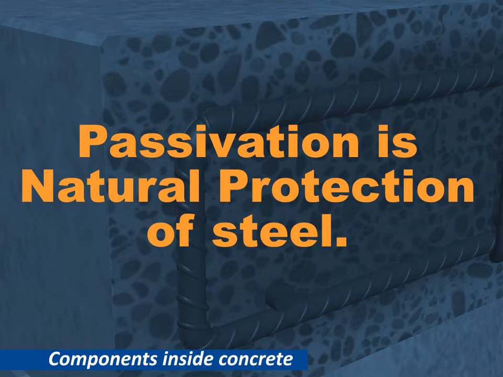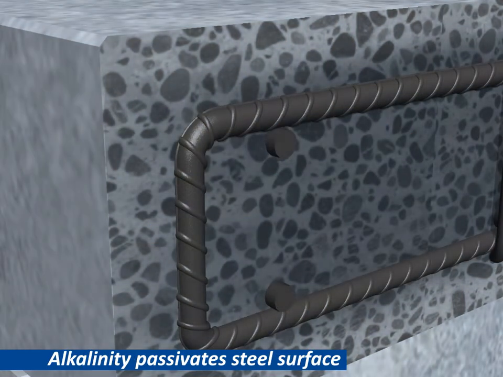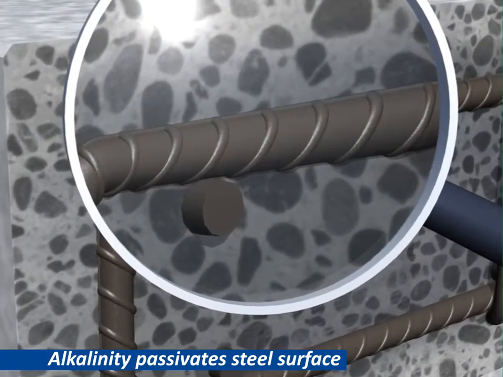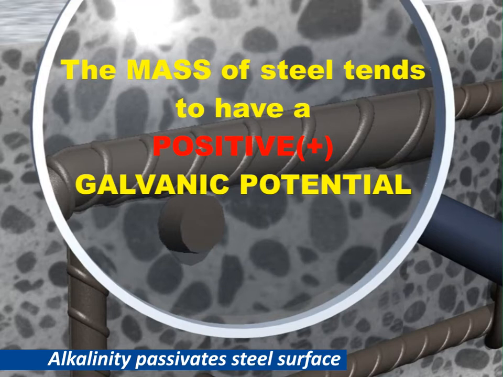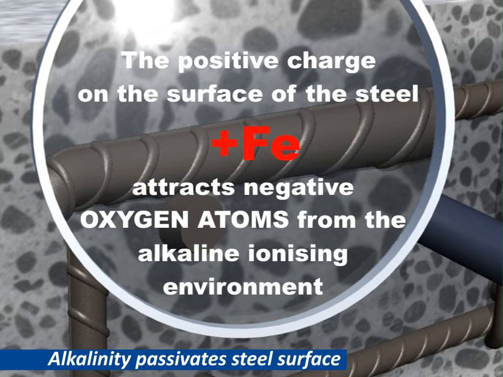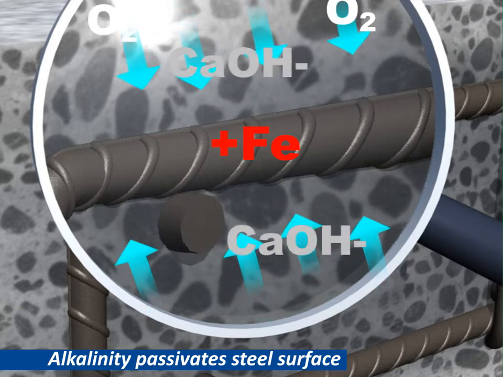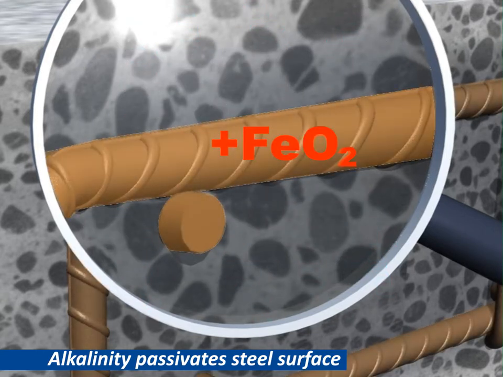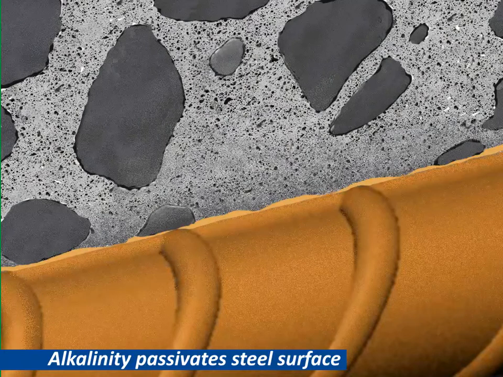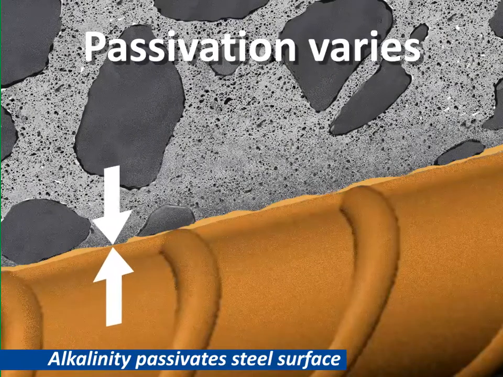Let's have a look at how alkalinity actually passivates the surface of steel. The mass of the steel tends to have a positive galvanic potential, as you can see here. The positive charge on the surface of the steel attracts the negative oxygen atoms from the surrounding ionizing environment. As a result, we have passivation on the surface of the steel. But passivation varies, as you can see here.